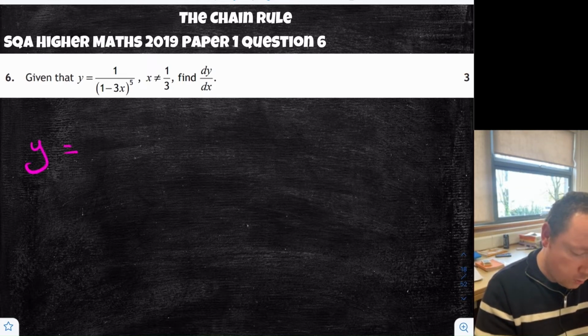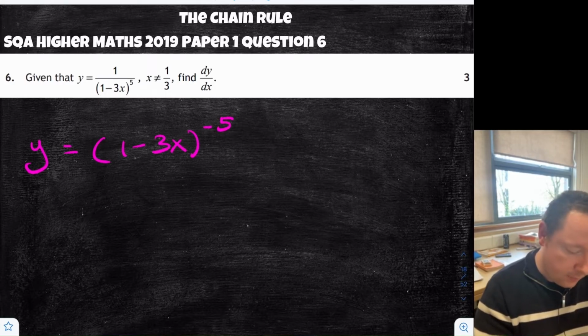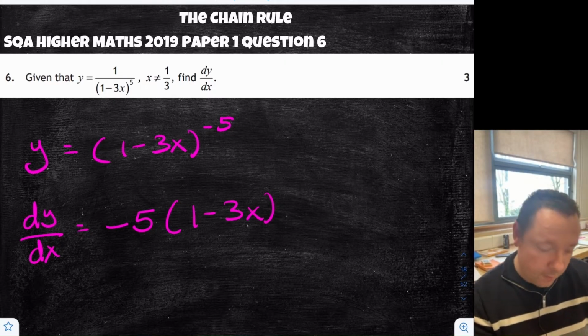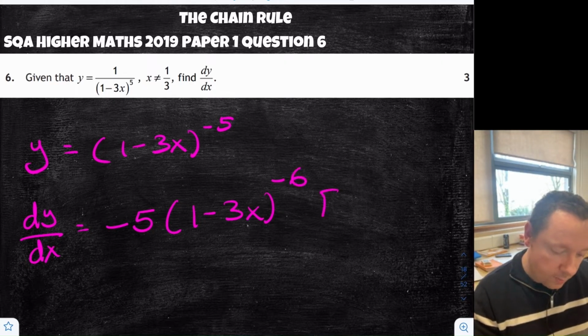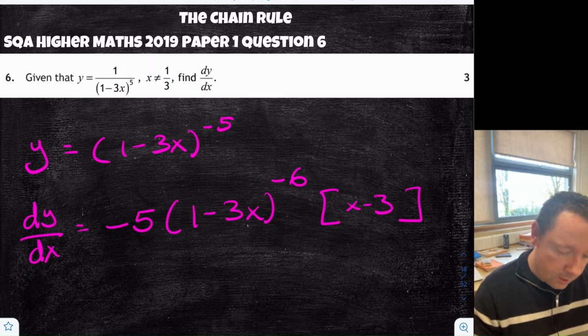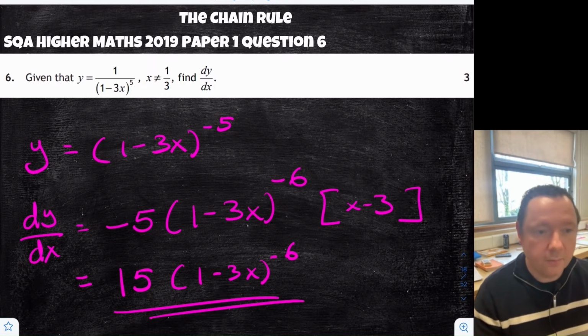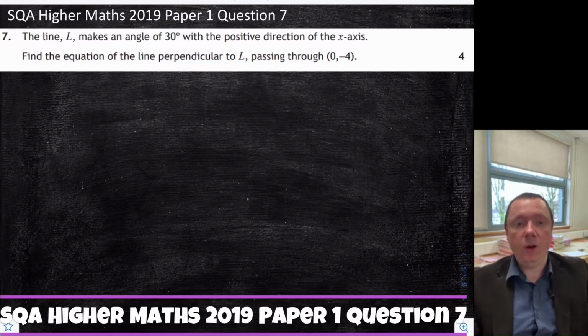So y equals (1 minus 3x) to the minus 5. So dy by dx, minus 5 in the front, (1 minus 3x), take away 1 from the power, so that's minus 6, and then times by whatever's in the bracket differentiated, which is minus 3. So tidying that up, we get minus 5 times minus 3 is 15, (1 minus 3x) to the minus 6, and we're done there.